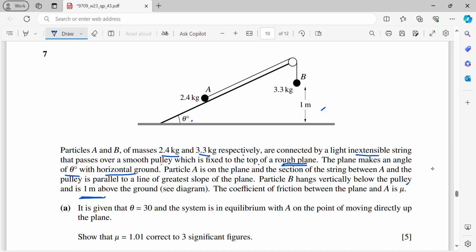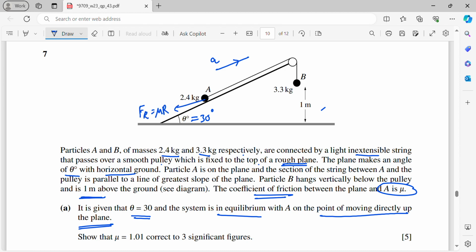Now the coefficient of friction between the plane and A is mu. Given that theta is 30 degrees, that means this is 30 degrees, and the system is in equilibrium, meaning it's not moving yet, with A on the point of moving directly up the plane. That means this is on the point of moving up. So when moving up, this is your A. Then the frictional force, because you are given the coefficient of friction between the plane and A is mu, therefore the frictional force is going down. So this is your Fr equals mu R. Now show that mu is 1.01, correct to three significant figures.